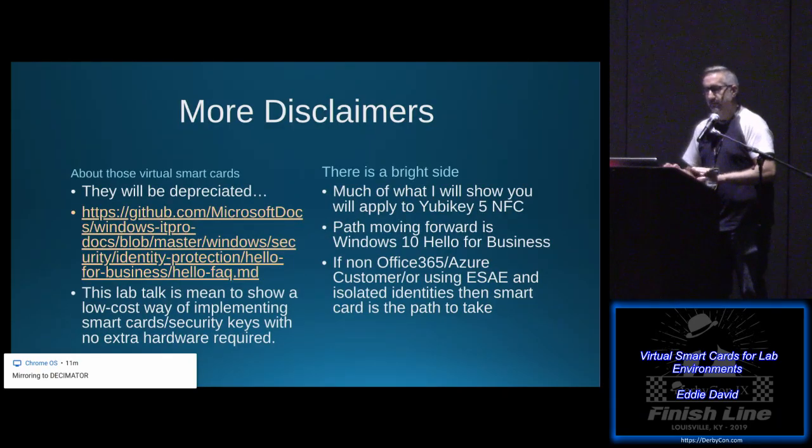Another thing, VSCs will be deprecated. There's no set date, so you can go in, you can download the latest Windows 10 build, and I'll show you later on how to do this. But the whole point of this is if you don't have physical hardware gear, you can still provision smart cards to an environment with a virtualized TPM chip. So this is just a low-cost way of deployment. The bright side is a lot of what I'm going to show you here is applicable to YubiKey 5s.